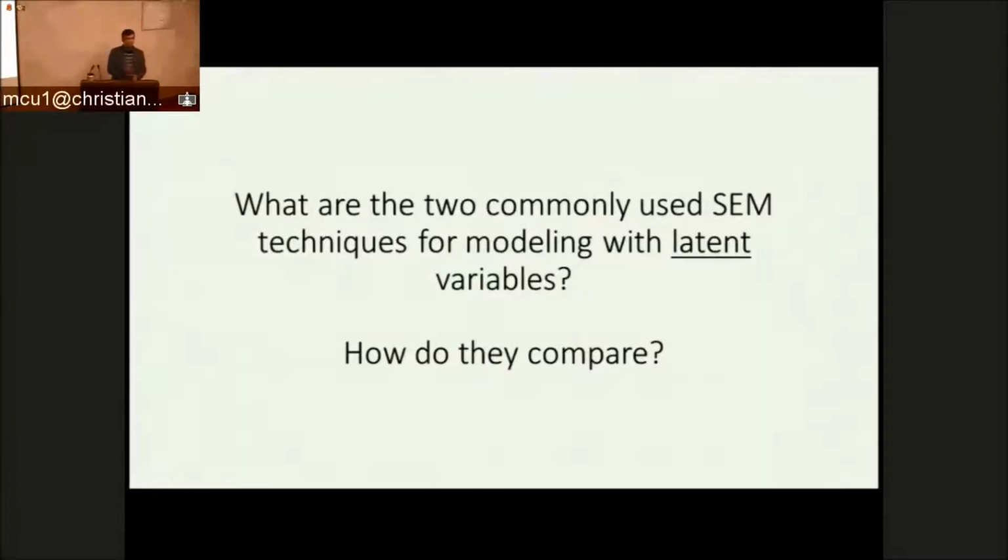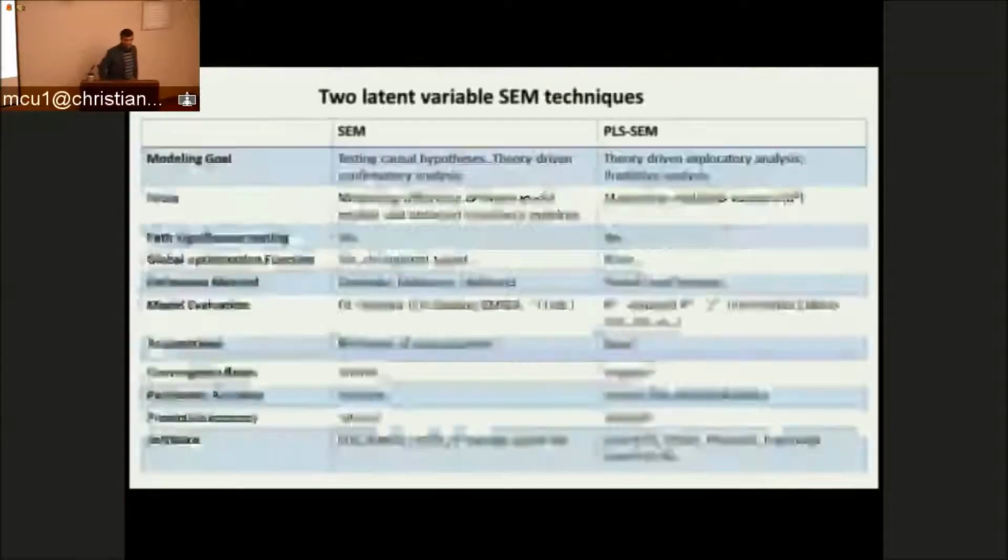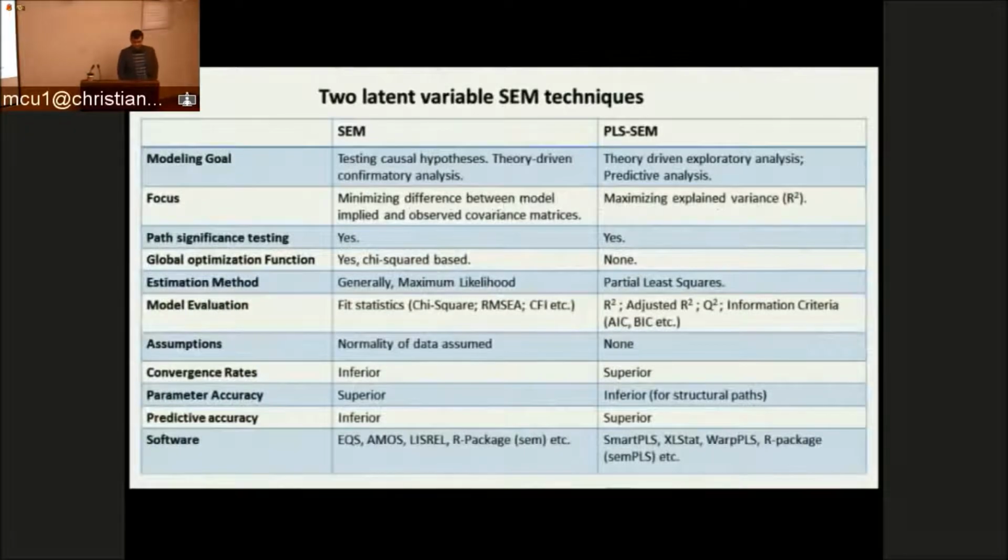What are the two most commonly used structural equation modeling techniques that are out there with latent variables? And so how do they compare? And so this is the table. It talks about the basic comparison between these techniques.